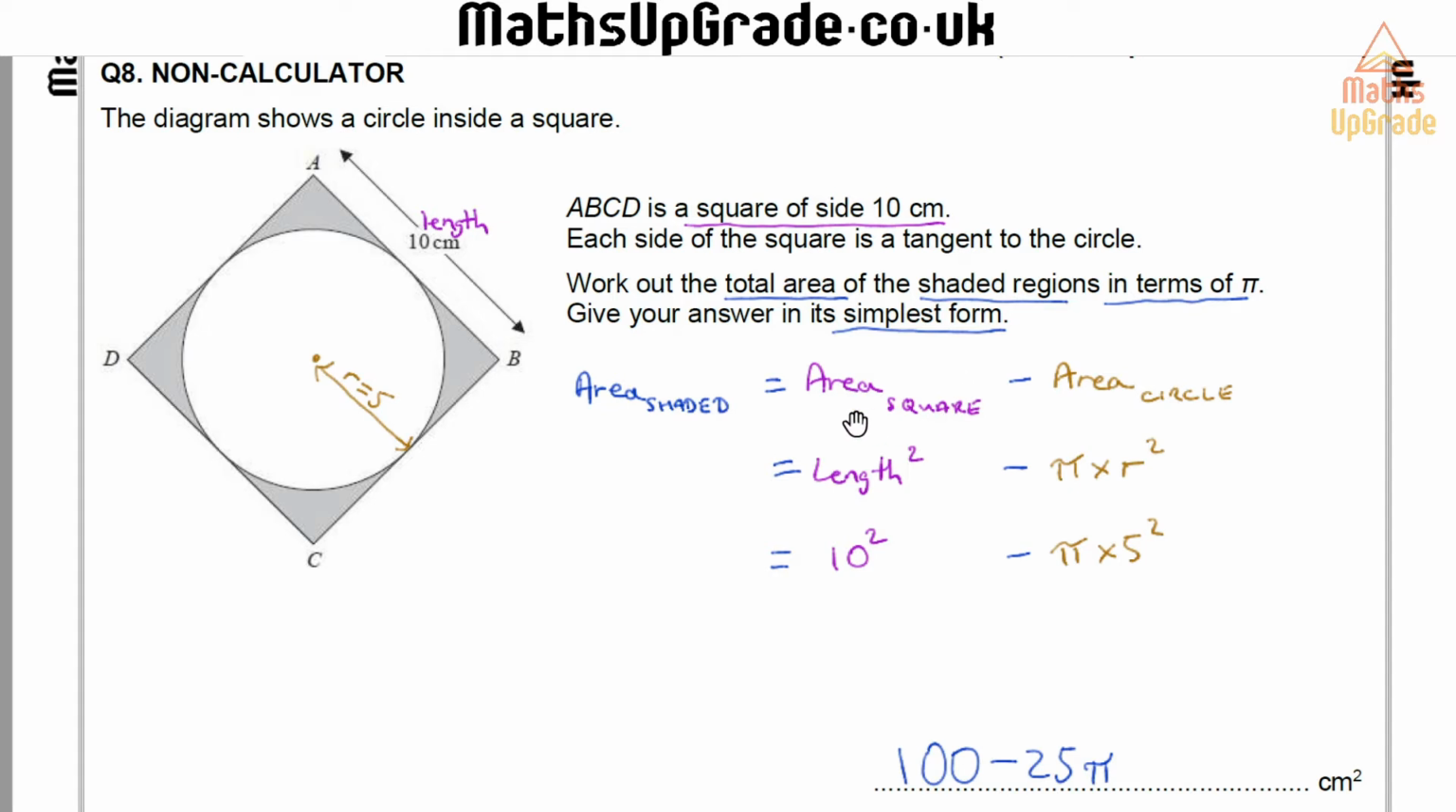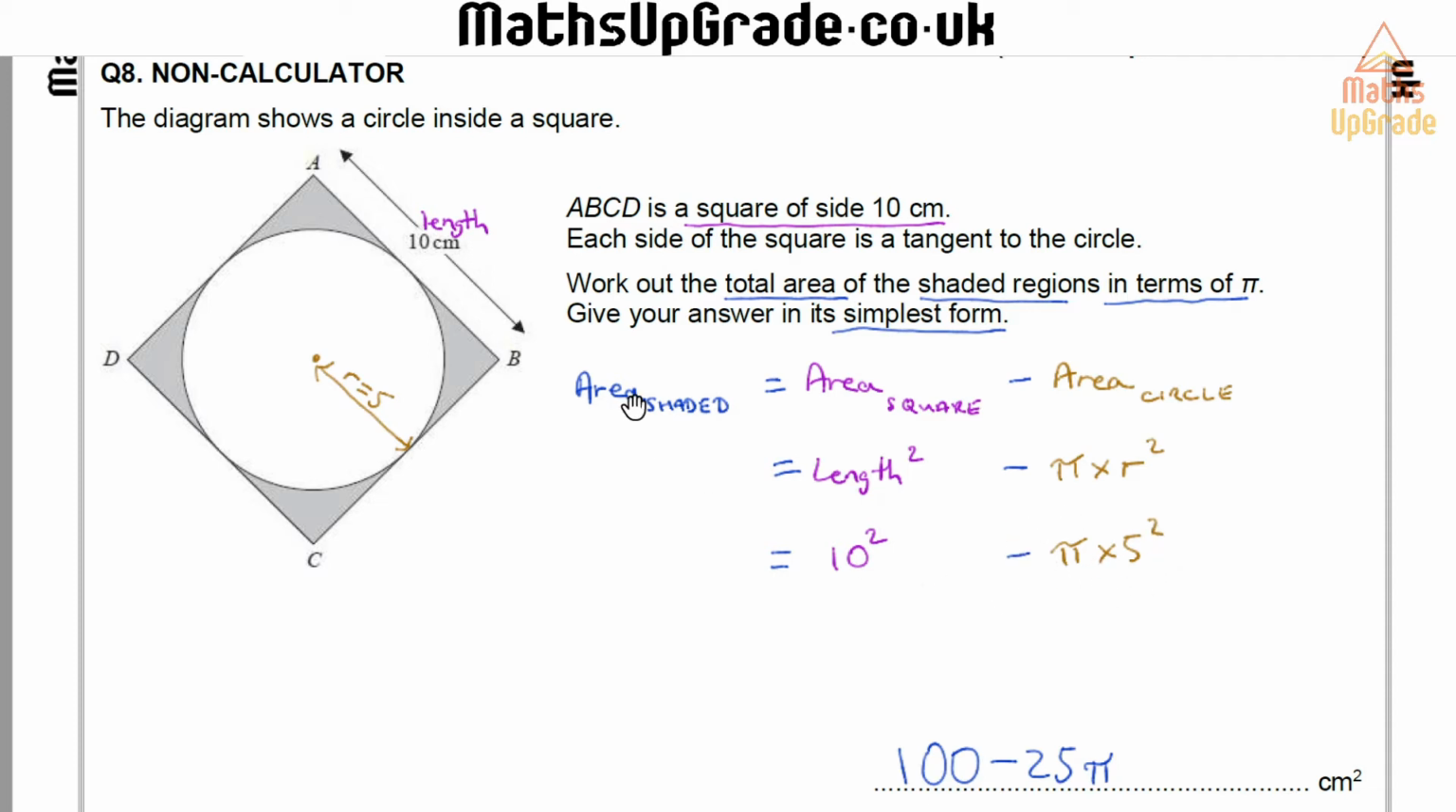First of all, the area of the square is just the length of the square times by itself, squared. So it's 10 squared, which is 100. The area of the circle is given by this formula, pi r squared. Well, the radius isn't 10, the radius is half of that because that's the diameter, so the radius is 5, so pi times 5 squared. Pi times 5 squared is 25 pi.